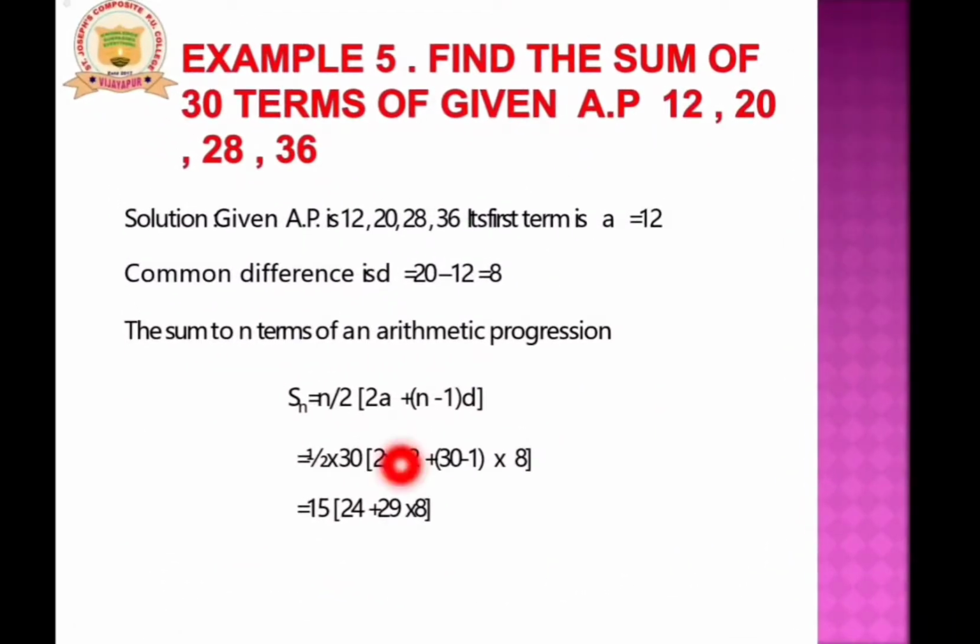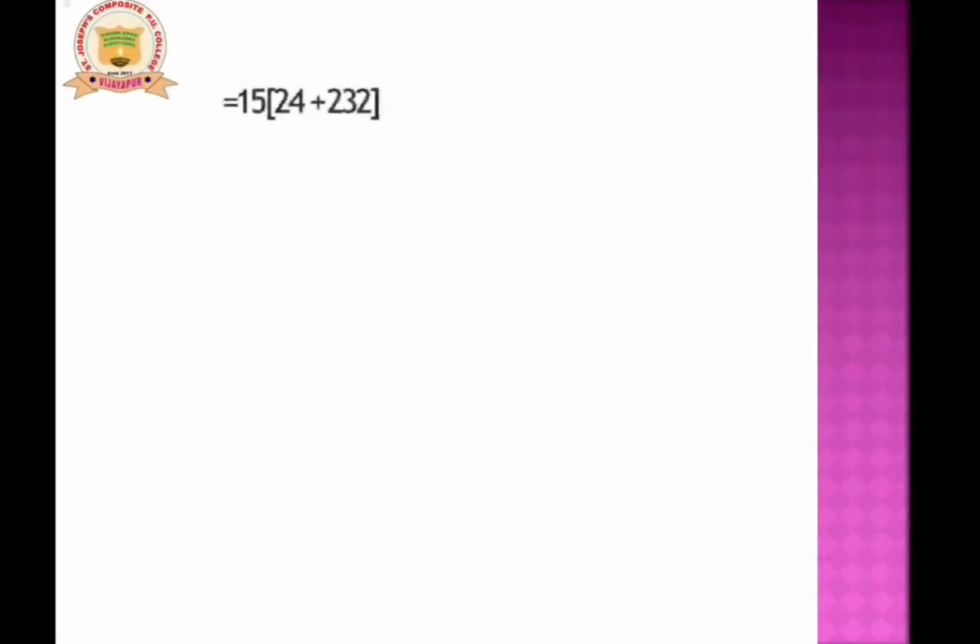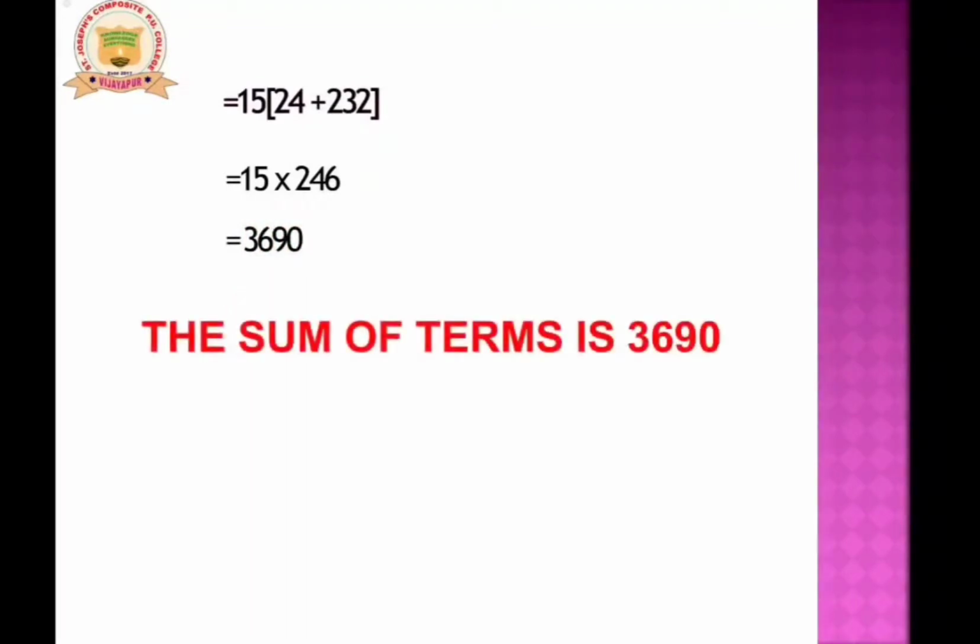So we get 29 into 8 plus 24, that is 24 plus 232. On adding these two we get 246. On multiplying 15 into 246 we get 3690. So the sum of 30 terms of the AP is 3690, which is the required answer.